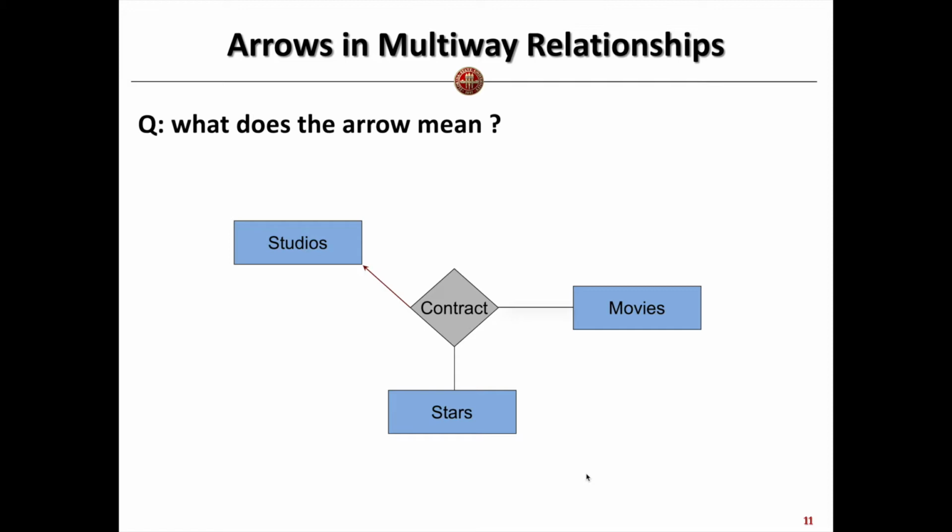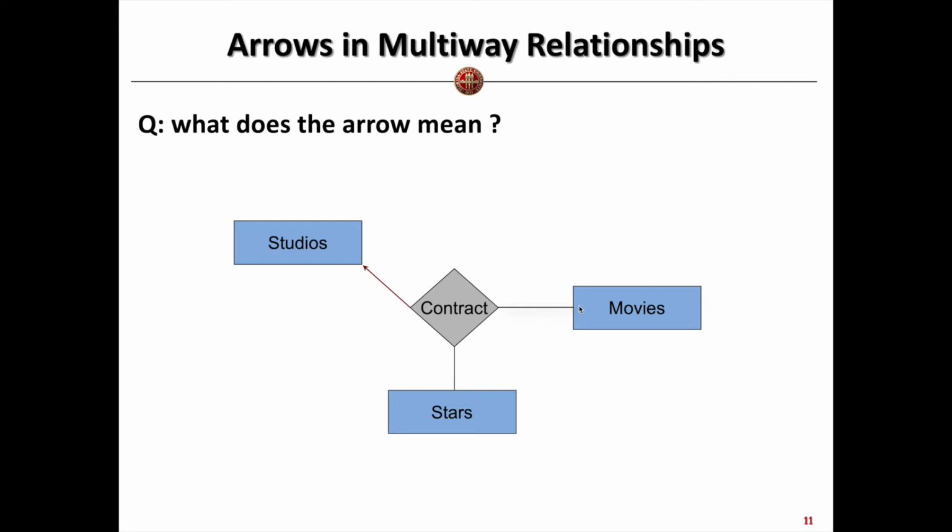Let's assume we have another case as shown here. We have three entities: the stars, the movies, and studios. And among them, we have another relationship. It is a contract. So the physical meaning for this relationship among these entities denotes the stars sign a contract with the studio regarding some movies, right?